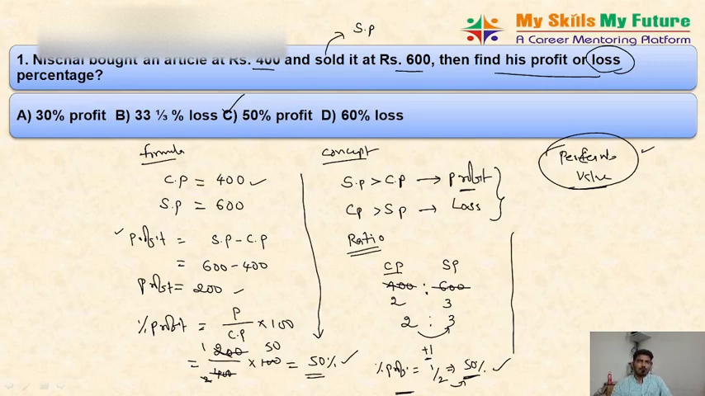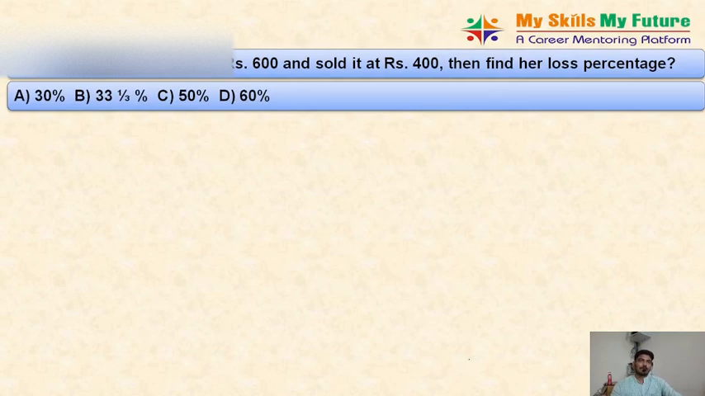Let us go for one more question on profit and loss based on model 1. Here is another question. A girl bought an article. Bought means we need to consider this as the cost price. That was 600 rupees. So the cost price given in the question is 600 rupees. And sold means selling price here. The selling price is given as 400 rupees.